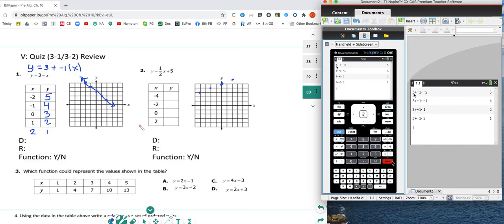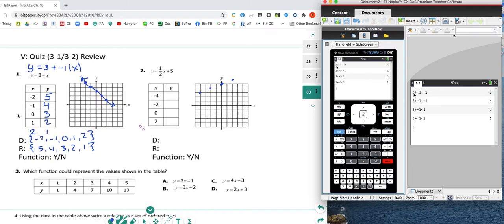So our domain is going to have a bracket, and the domain is going to be all of our x values least to greatest. So it's going to be -2, -1, 0, 1, 2. And our range is going to be our y values least to greatest. So the range is going to be 5, 4, 3, 2, 1.